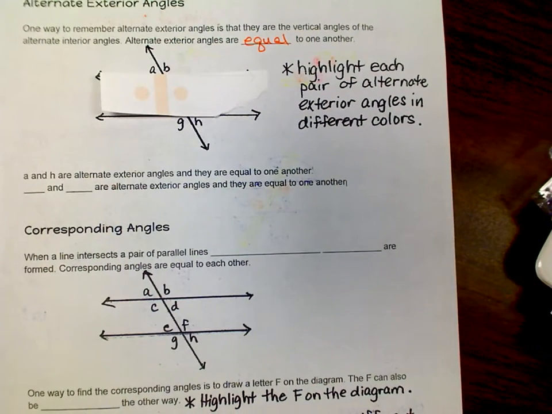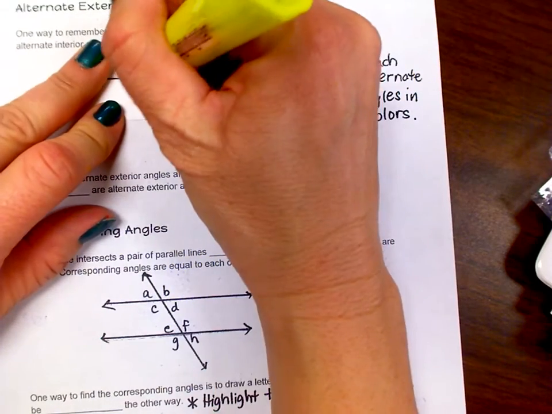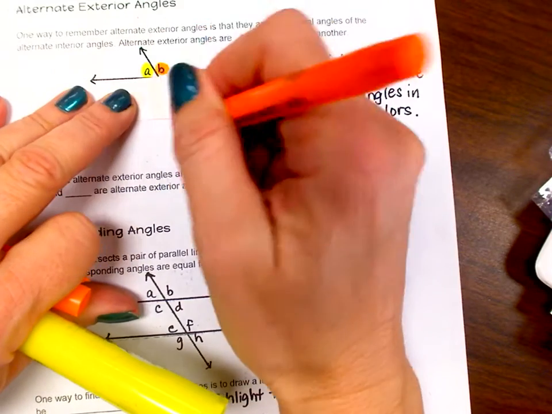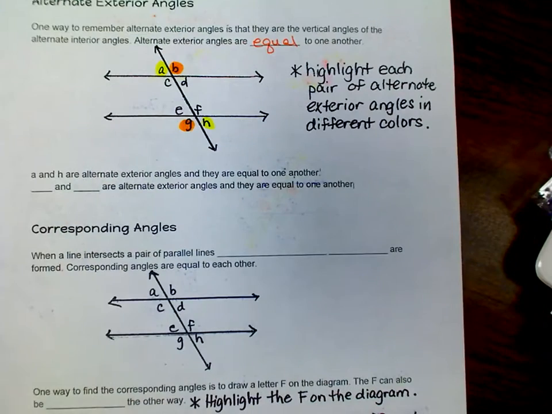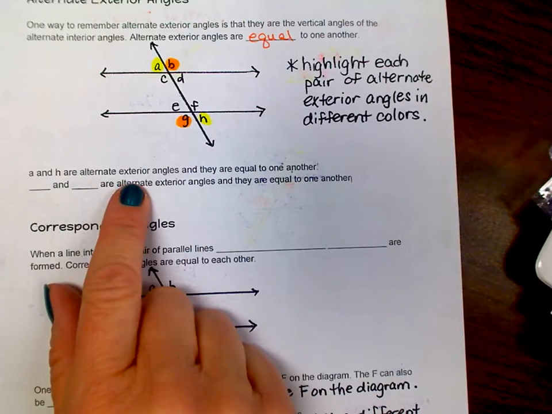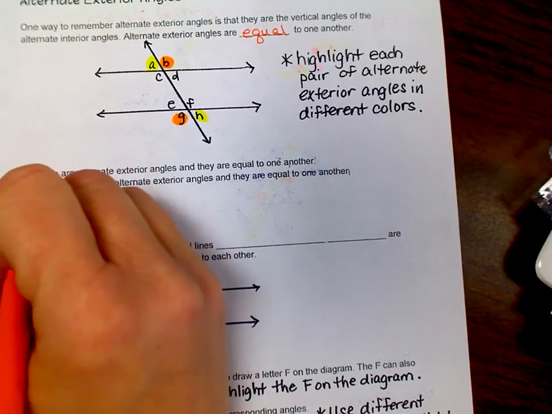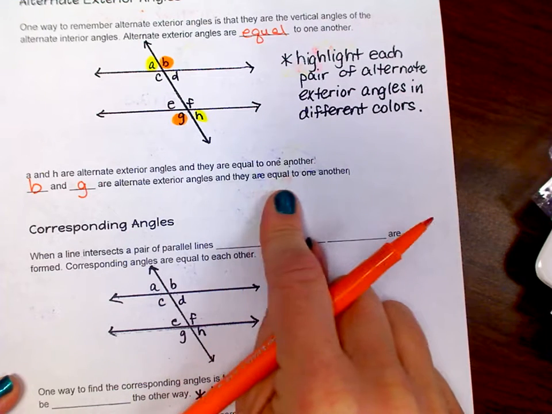So we're going to highlight each pair of alternate exterior angles in different colors. There are my outside angles. Alternating would be A and H, and the other pair would be outside, opposite. So there you go. Alternate exterior angles. A and H are alternate exterior angles, and they are equal to one another. And B and G are alternate exterior angles, and they are equal to one another.